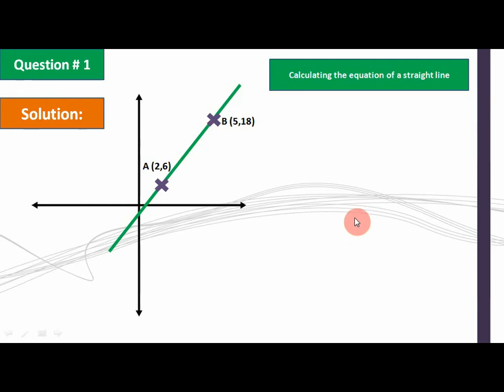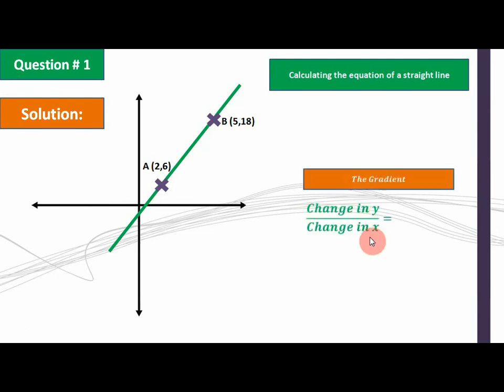Moving on, the solution: first we have to calculate the gradient, the change in y over the change in x. The change in x is 3 and the change in y is 12. By putting these values in the formula, we get the gradient equal to 4.